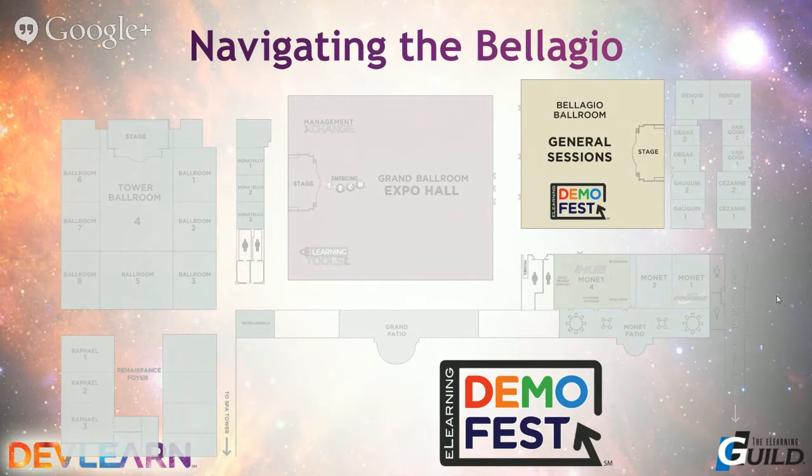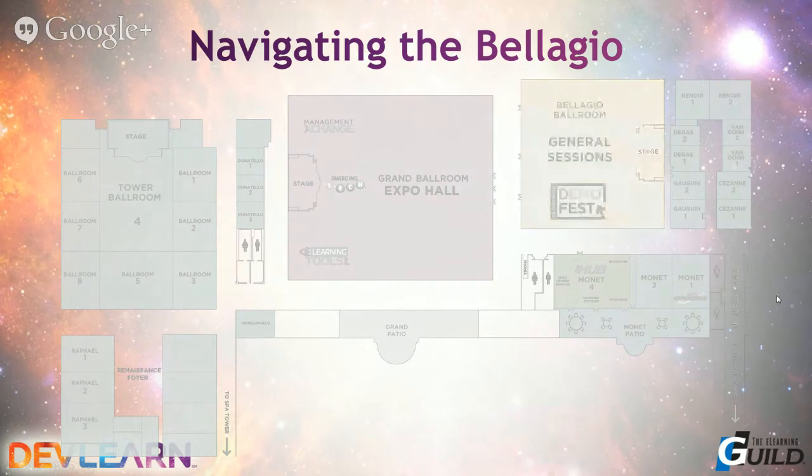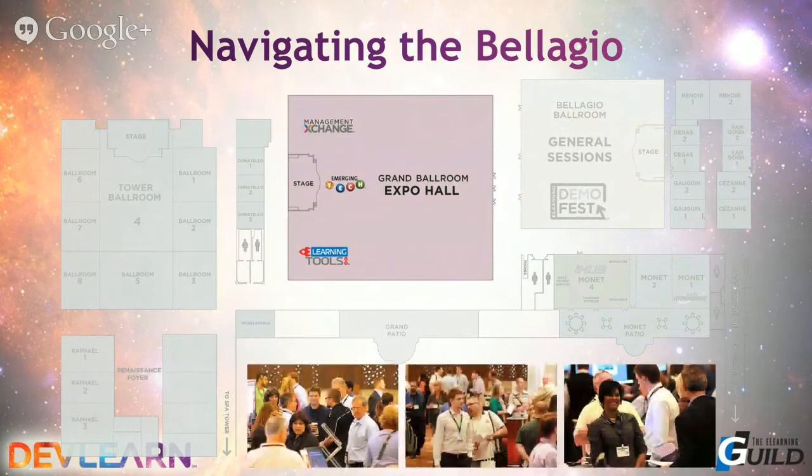So that's the Bellagio Ballroom. Next up, I want to look at the space right in the center, the Grand Ballroom. That's where our Expo Hall is going to be. That's where you can go to visit with all the different vendors and find out how their products and services can help you and your organization reach their learning and performance goals.